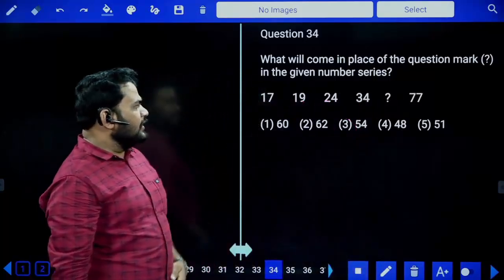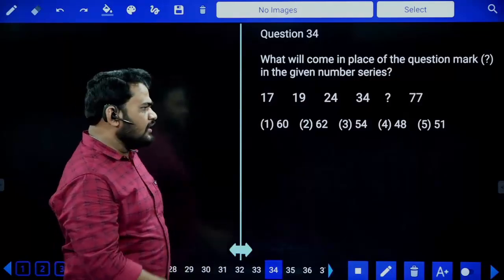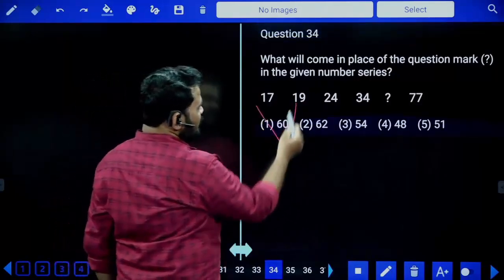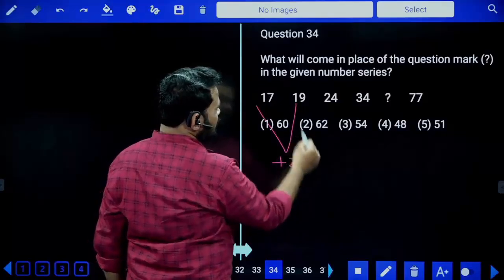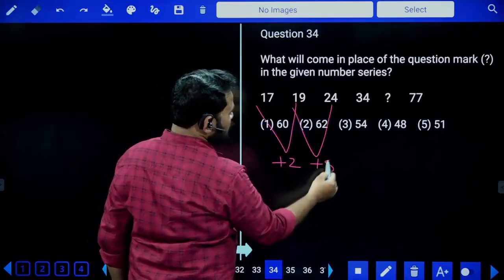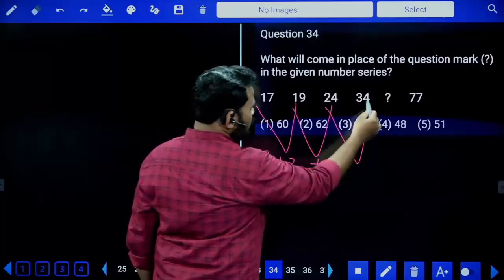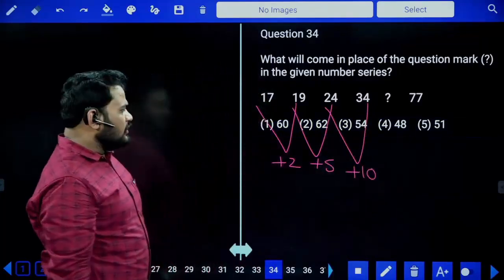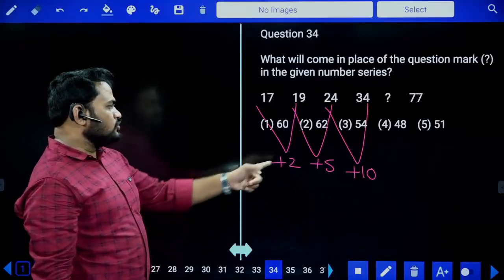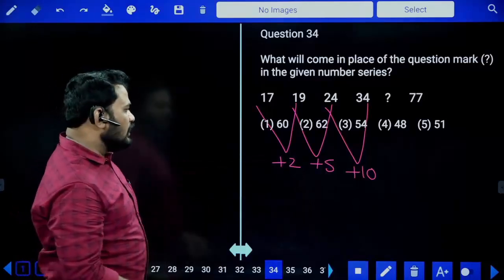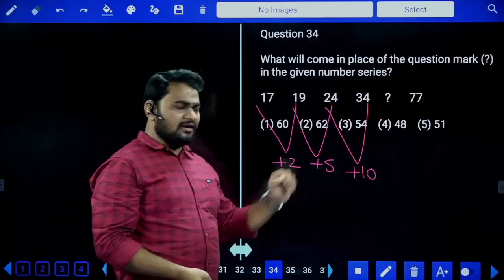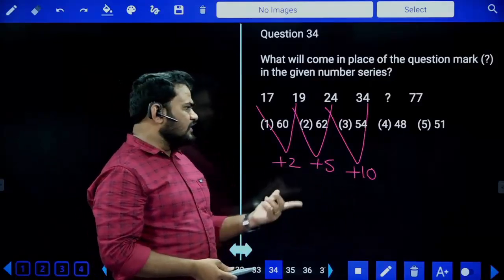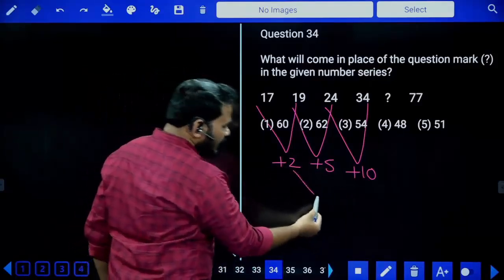As numbers are nearer to each other, again let us focus on additions. 17 plus 2 is 19. 19 plus 5 is 24. 24 plus 10. So 2, 5, 10. With 2, 5, 10, there is no special logic because they are neither prime numbers nor even numbers and odd numbers as well. Let us take the difference again.